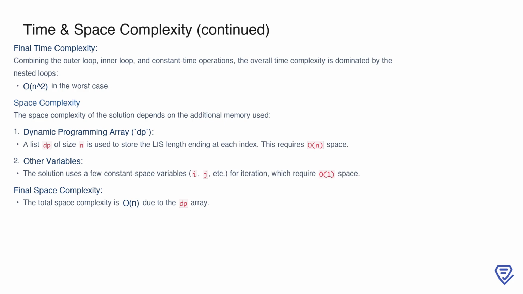Now, let's discuss the space complexity. The solution uses a dynamic programming array DP to store the length of the LIS ending at each index. Since the size of this array is proportional to the size of the input array nums, it requires O(n) space. Additionally, the algorithm uses a few variables for iteration, such as i and j, which take constant space, or O(1). Thus, the total space complexity of the solution is O(n), determined by the DP array, since the constant space usage is insignificant in comparison.